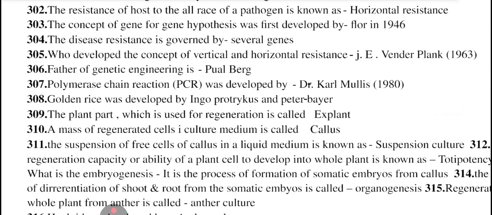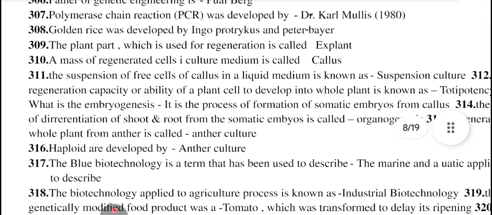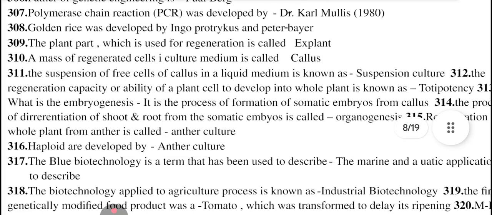PCR was developed by Dr. Kary Mullis in 1980. Golden rice was developed by Ingo Potrykus and Peter Beyer. The plant part which is used for regeneration is called explant. Mass of regenerated cells in culture medium is called callus. Suspension of free cells of callus in a liquid medium is known as suspension culture, whereas regeneration capacity or ability of a plant cell to develop into whole plant is known as totipotency.